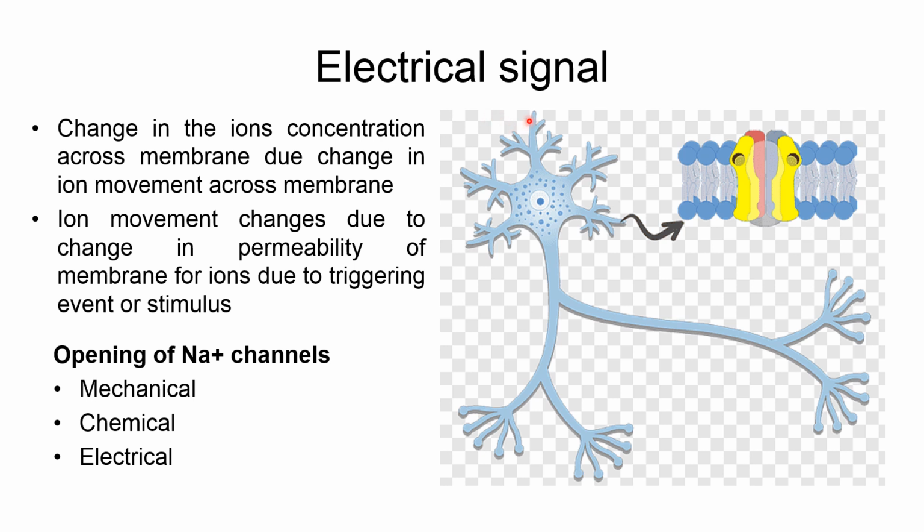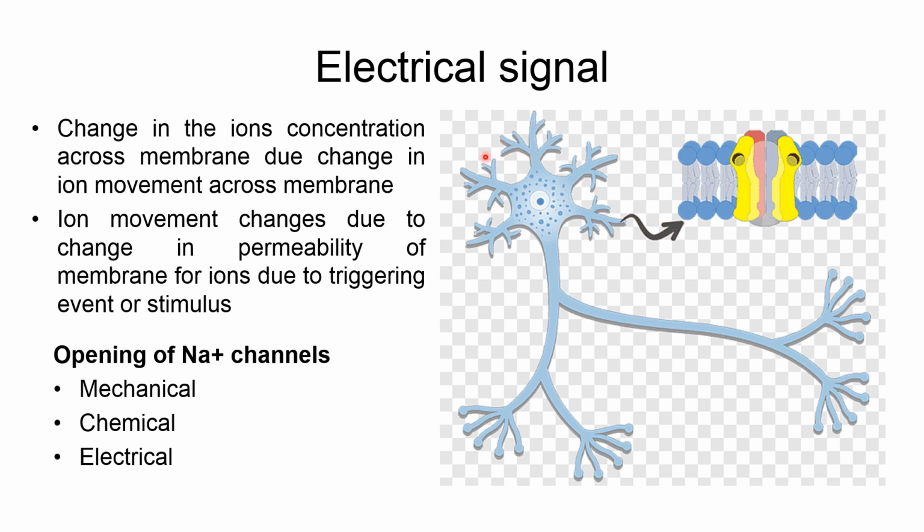So the movement of fluid in the cochlea moves the sensory cells in the cochlea, and those cells have mechanical gated sodium channels. Those mechanical gated sodium channels get open and sodium enters into those cells to change the potential, which is called an electrical signal. It could also be an electrical gated channel if an electrical stimulus is coming on these dendrites.